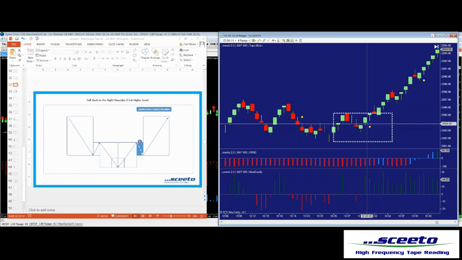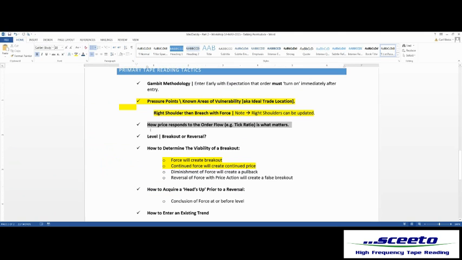If it's a dot below here, we have large dots and small dots. I set this chart up just to show large dots. That means it's greater than 2 standard deviations. So in terms of your bell curve distribution, if it's below, we have an uptick ratio that's greater than 2 standard deviations of your distribution. How price responds to order flow, the tick ratio is what matters. So what do we mean by that? You can have all sorts of stuff happen in the order book, but what matters is how does price respond?